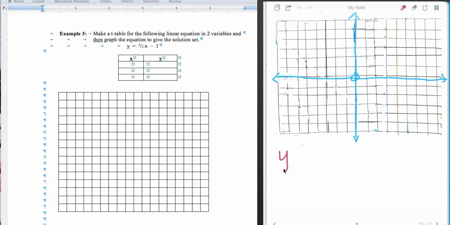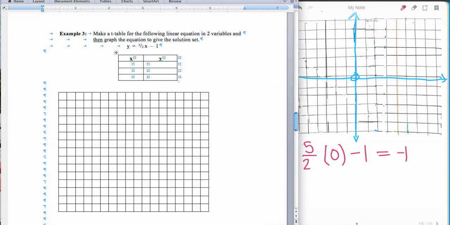So I'm going to take the equation y equals 5/2 x minus 1, and I'm going to plug in, for our y-intercept, x equals 0. That will give us our y-intercept, and of course that's going to give me the point (0, -1). So we're going to see that when we plug in x equals 0, our y-intercept is going to be -1. Now we're going to go down to the next one.